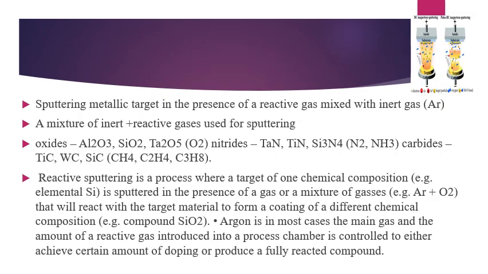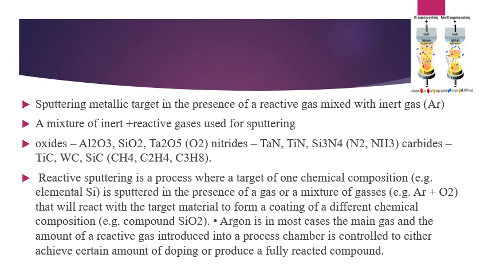Sputtering a material target in the presence of reactive gas mixed with inert gas, argon. A mixture of inert plus reactive gas is used for sputtering. Examples include oxides like aluminum oxide and silicon dioxide, nitrides like titanium nitride and silicon nitride, and carbides like titanium carbide, tungsten carbide, and silicon carbide.